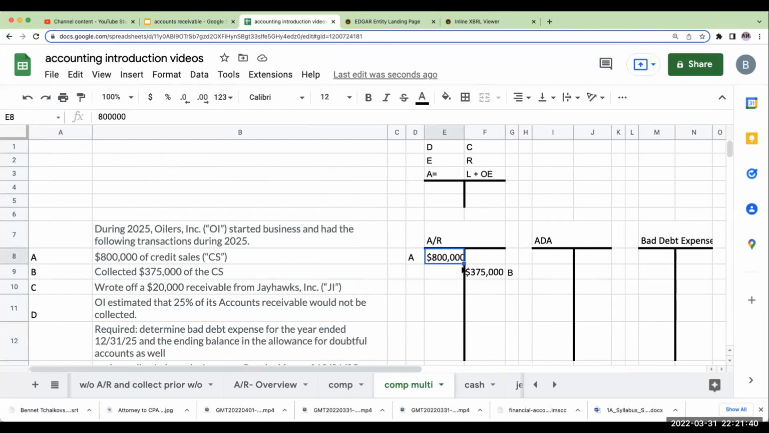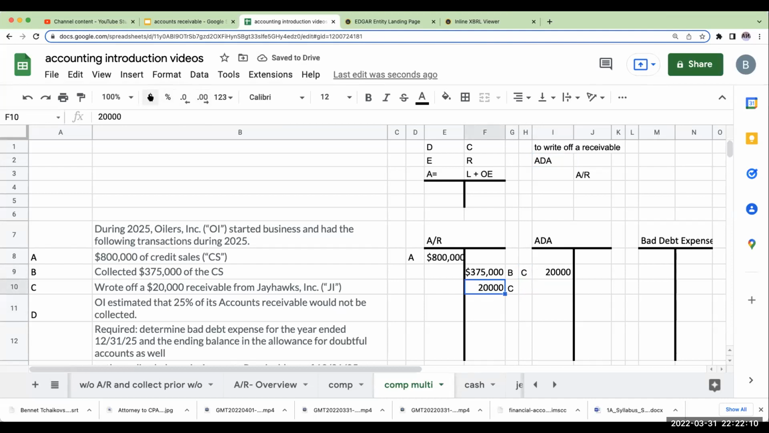Now for letter C, I wrote off a receivable from Jayhawks. So how do I write off a receivable? Well, as we saw before, I debit ADA and I credit accounts receivable. That's how I write off. So what I'm going to do over here is say 20,000 for accounts receivable, and then I'm going to debit the allowance for doubtful accounts for 20,000.